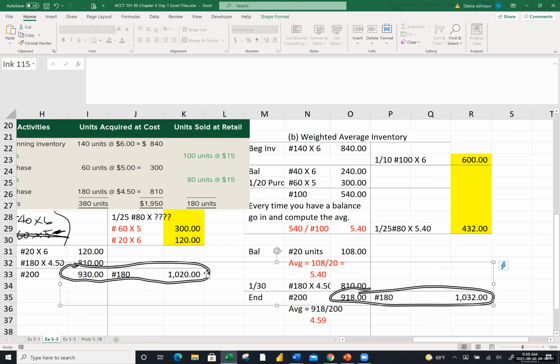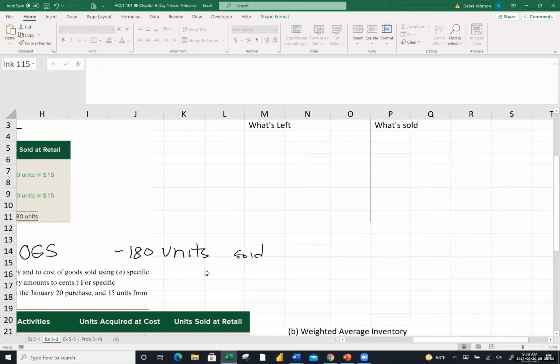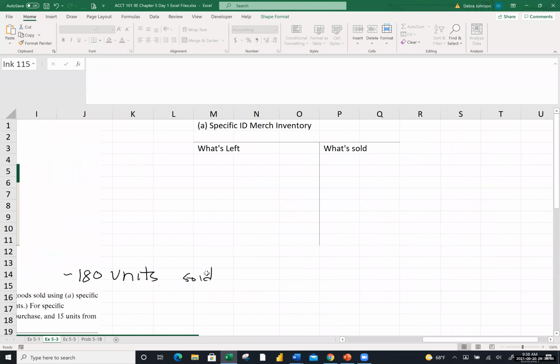Okay, then let's go back and do this specific ID. Why did I wait till the end? It is not used. I think the last time I checked, and I should have gone and looked before class, I want to say 4% of companies use specific ID. And again, it's usually used for low volume, high dollar items where the units are significantly different. So in our lecture today, we used examples of cars or possibly diamonds or other jewelry.